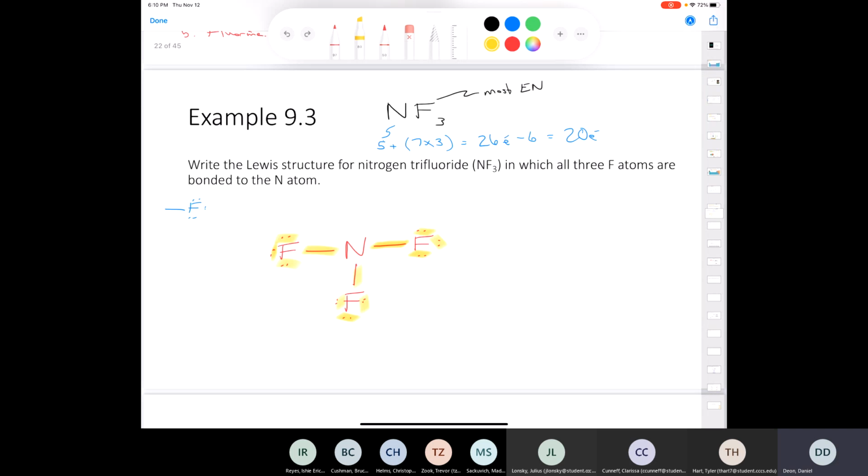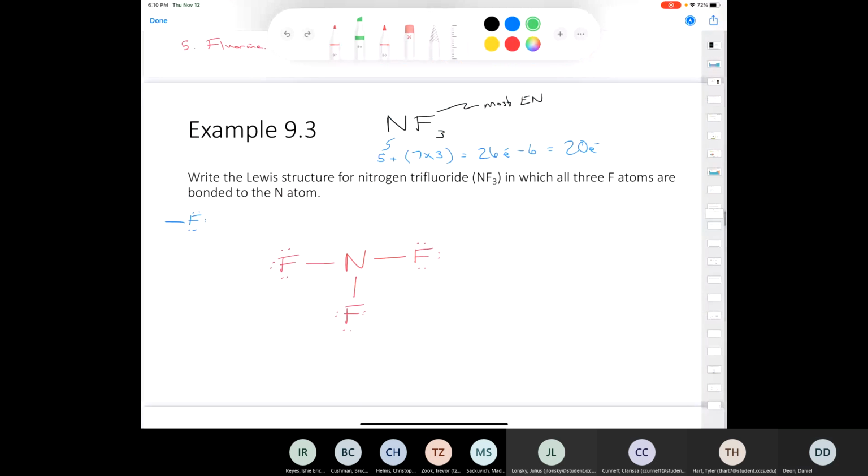Do the 3 fluorines have complete octets? Absolutely they do. Just examine even one of them. It's surrounded by 1, 2, 3, 4, 5, 6, 7, 8 electrons. Now let me ask you one more question. Does the nitrogen have a complete octet? The answer is no. It's surrounded by 1, 2, 3, 4, 5, 6, but it's missing 2 electrons.